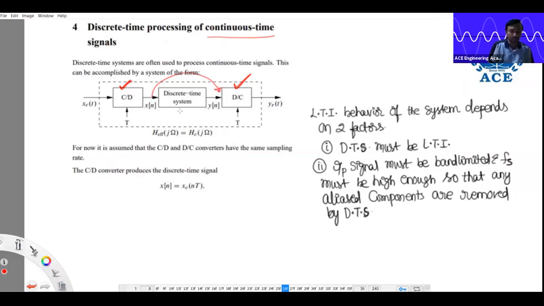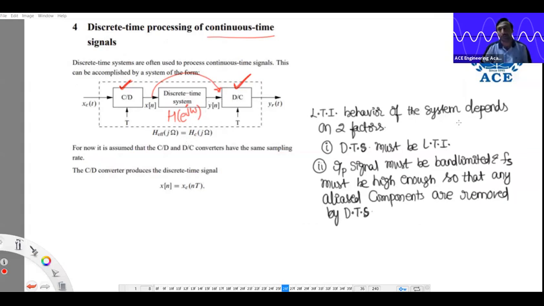That is generally represented as H of e power j omega. You know that the DTFT of a discrete system is represented as H of e power j omega. We assume that the middle block is an LTI system. Impulse response or frequency response concepts are valid strictly for LTI systems only.